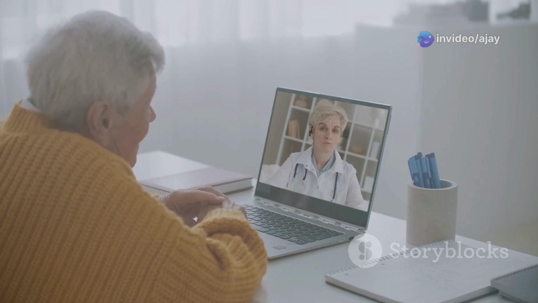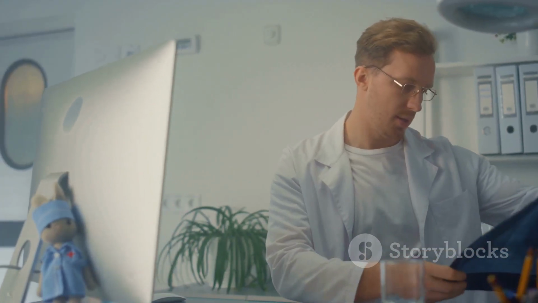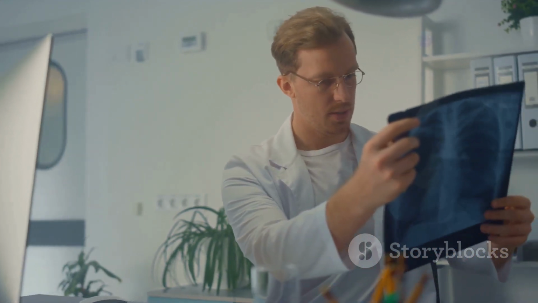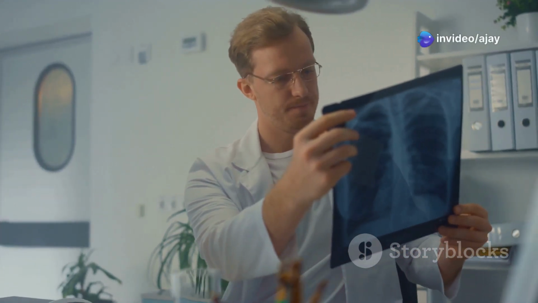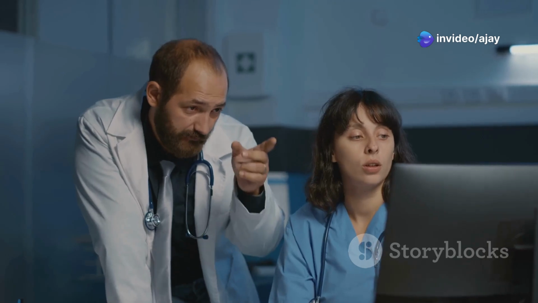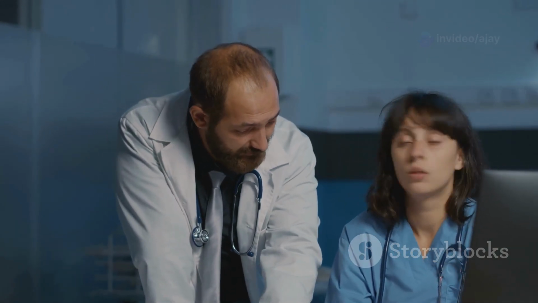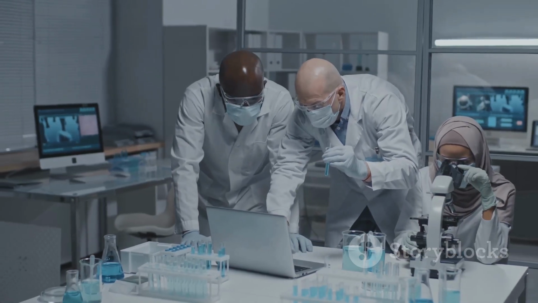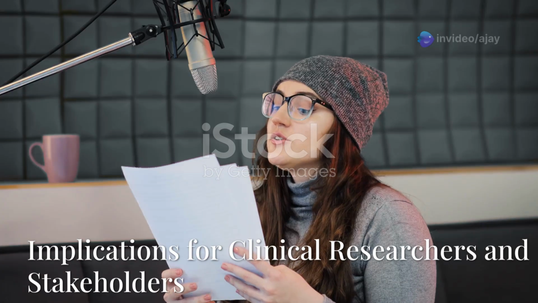Real-time data monitoring. E6 R3 allows for more efficient data analysis and faster identification of safety concerns. Personalized medicine. The risk-based approach of E6 R3 supports the development of personalized medicine. These examples highlight how E6 R3 is shaping the future of clinical research.